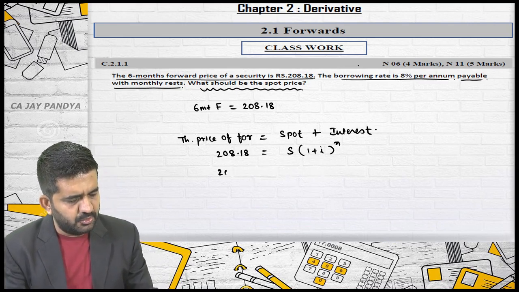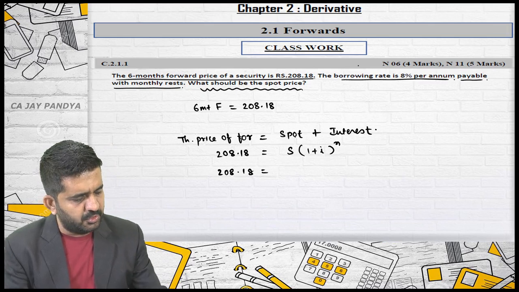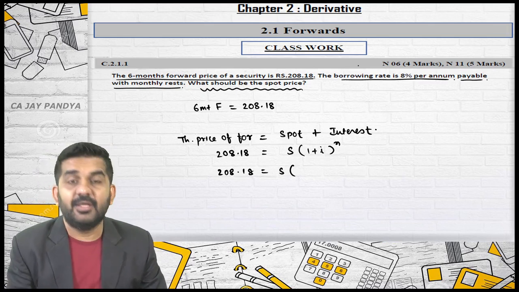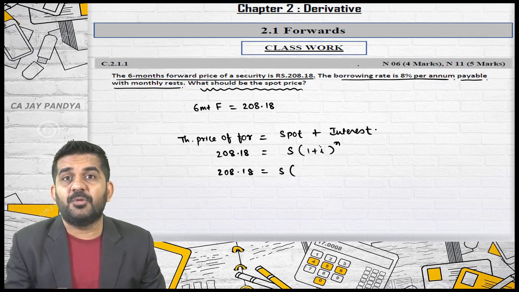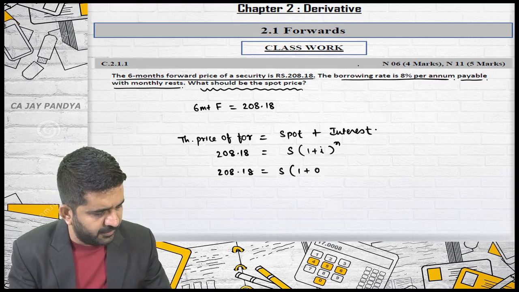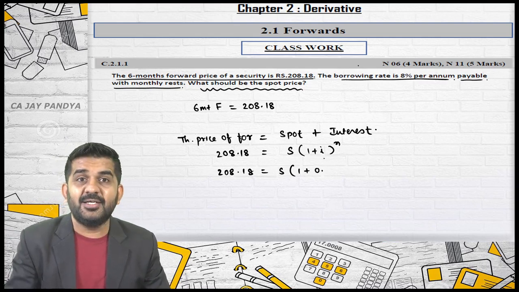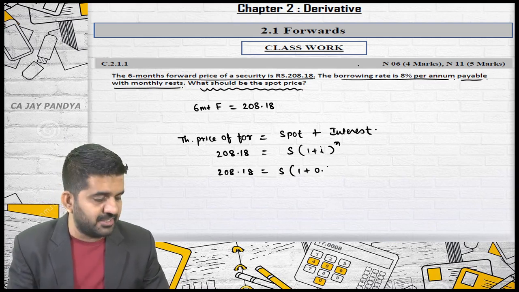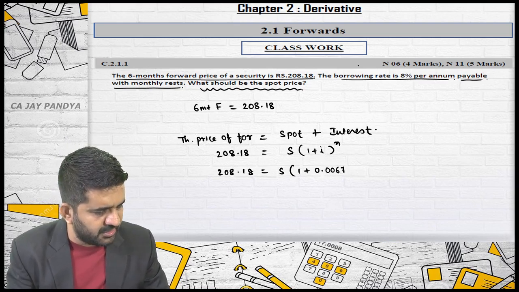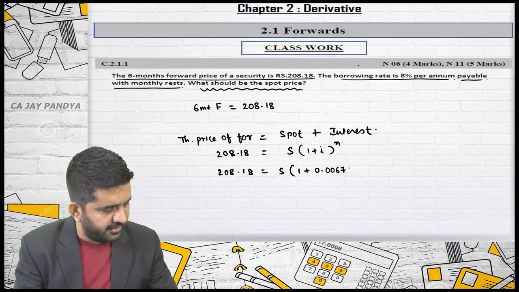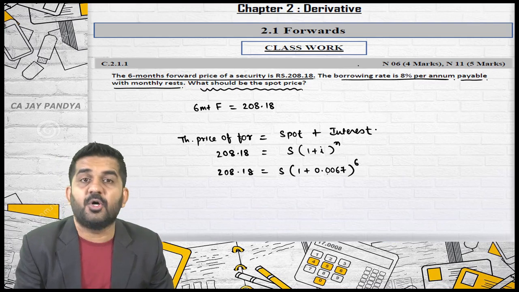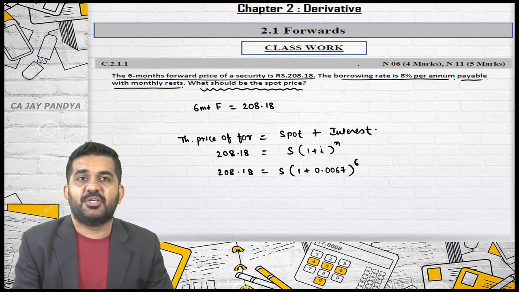So what is the answer? 208.18 is equal to spot price times (1 plus i). The interest rate per month is 0.67 percent. I cannot write i as 0.67; it is 0.0067, so I'll have to divide it by 100. Raised to n, that is 6 times. All of you understand? I have taken the per month rate and it is raised to 6.